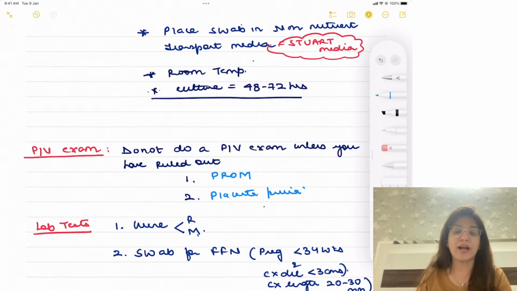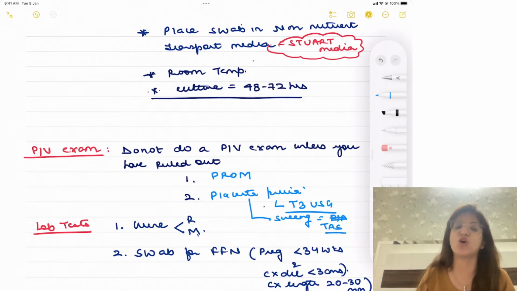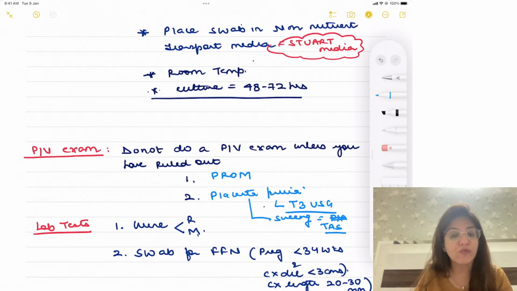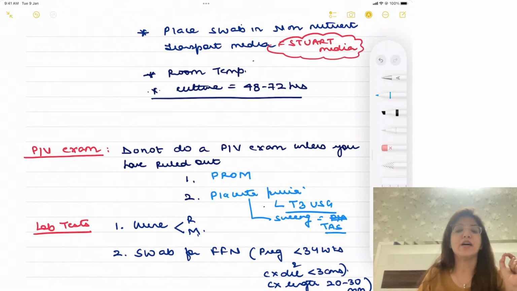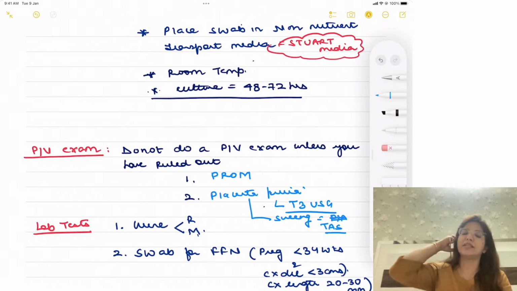The best way of ruling out placenta previa is to look at her third trimester ultrasound, right? So you are going to ask her for a third trimester ultrasound. If she doesn't have a third trimester ultrasound, you are going to do a screening ultrasound for placenta previa, and the screening ultrasound for placenta previa is a trans-abdominal scan. The investigation of choice for placenta previa is a transvaginal scan, but to screen placenta previa, you have to do a trans-abdominal scan. Right?